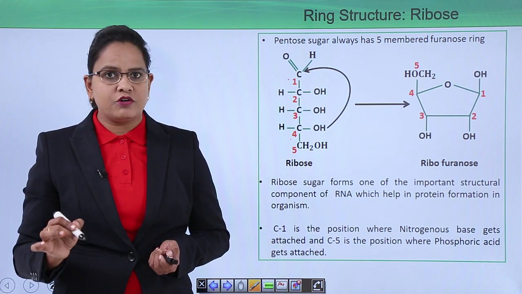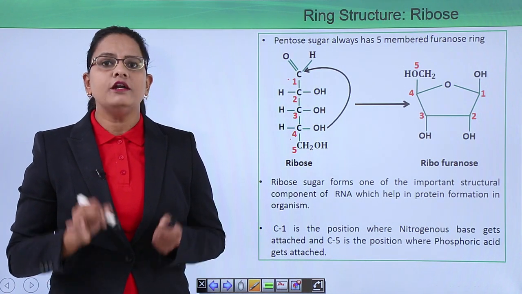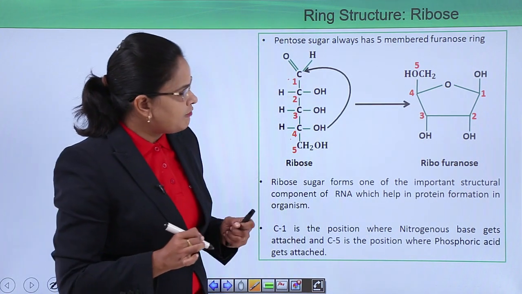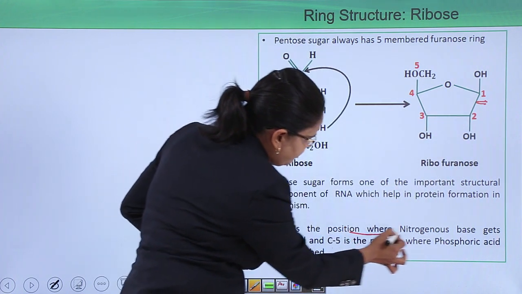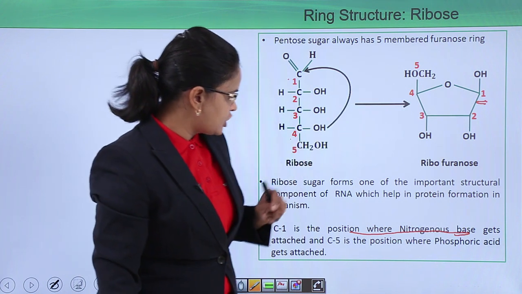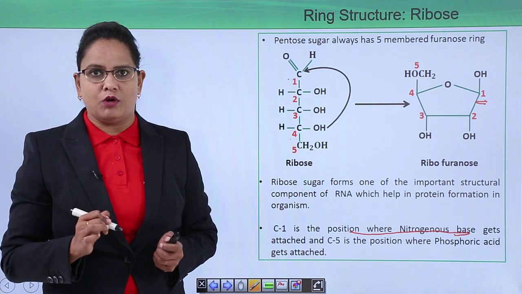Now we know the use of ribose, right? This ribose sugar is a main component of RNA, which further forms protein. So you see in the figure, the first position is bonded with the nitrogenous base. And on the 5th position, the phosphoric acid gets attached to form the RNA molecule.